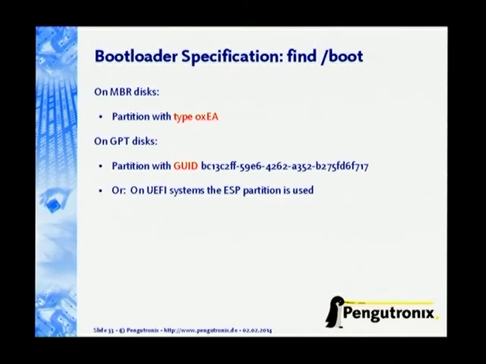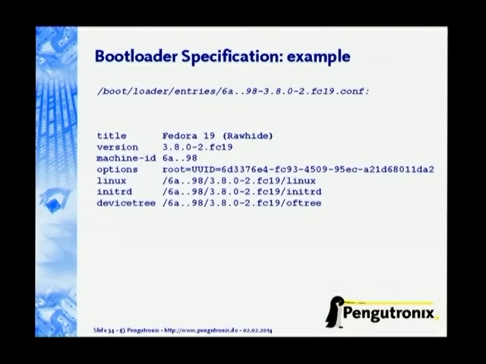So how does it find the boot partition? On MBR, this looks for a special partition with type 0xEA, and on GPT it looks for this GUID here, and if it finds that, it uses that as /boot and looks for these entries. And the entries look like this one here.